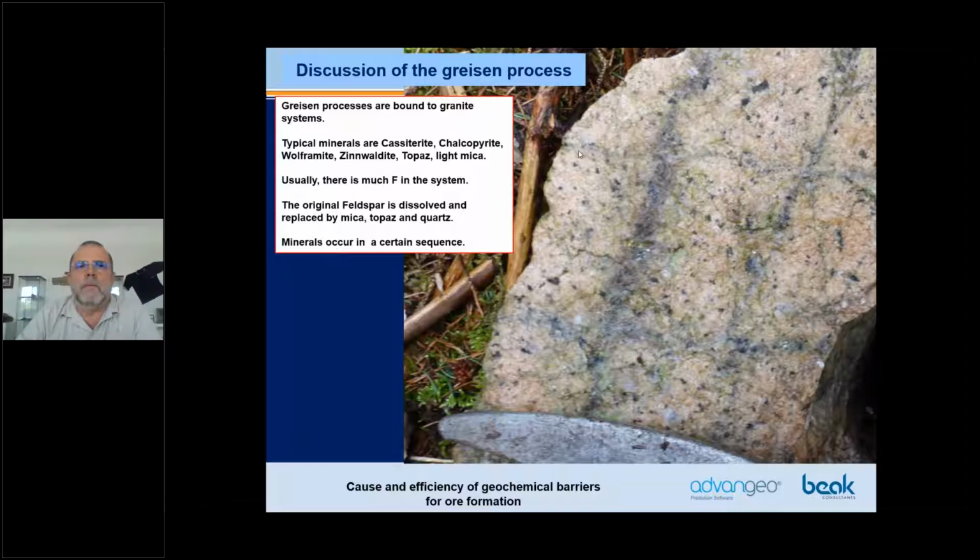So back to the greisens. Here we have a typical greisen. This grid here is created by cracks in the rocks. This is a granitic rock. So the hydrothermal solution infiltrated into the cracks, and from the cracks it is seeping into the host rock and creating these greisen rims. So this greisen process is bound to granitic systems. Typical minerals of the greisens are cassiterite, chalcopyrite, wolframite, zinnwaldite, topaz, and light mica. And usually there is much fluorine in the system, forming minerals like topaz and fluorine-bearing mica.